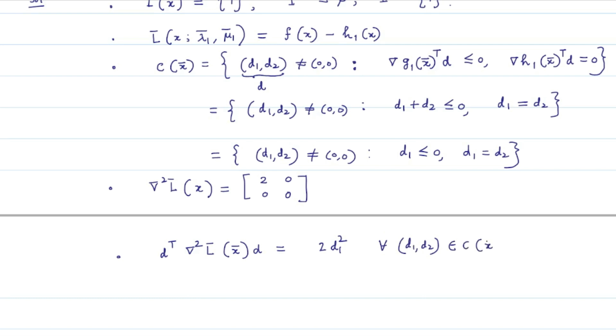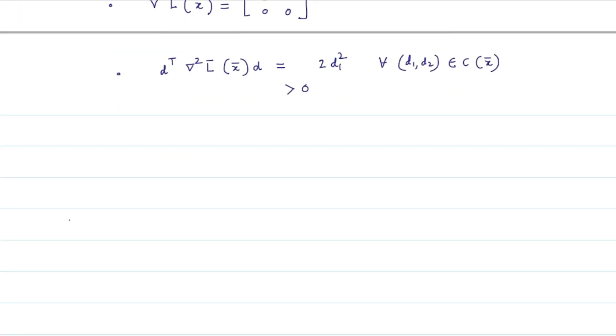for all (d1, d2) inside the set C x bar, because we have d1 equal to d2, and this 2d1 square is certainly greater than 0, because d1 less than or equal to 0 and d1 equal to d2 will give us, when (d1, d2) is not null, certainly d1 less than 0. So we have 2d1 square greater than 0 for all (d1, d2) belonging to this set C x bar, and therefore the point x bar, by the second order sufficient KKT optimality condition, is a local minimum of the constraint problem.